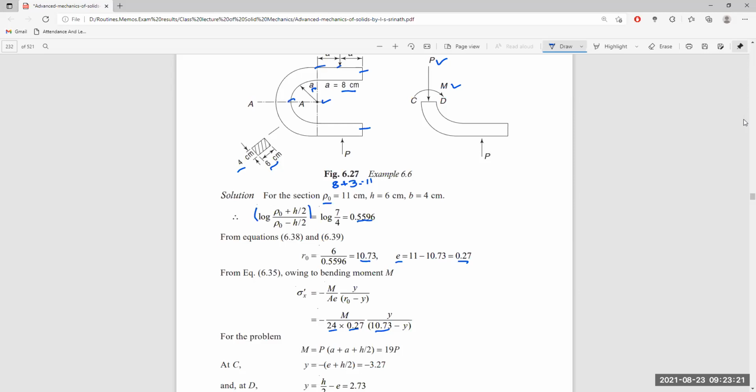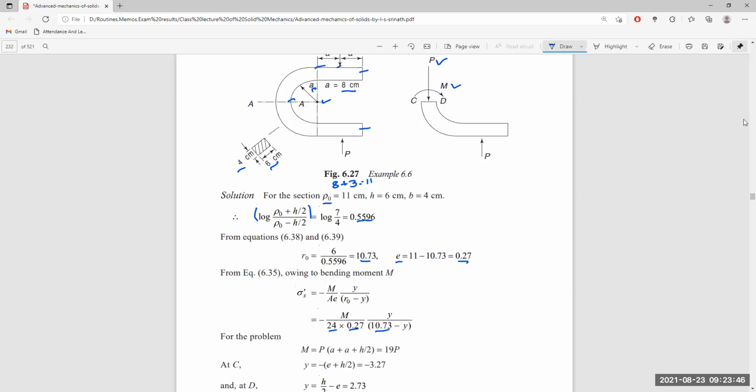So A is equal to A plus A, and CG, as this is a symmetric rectangular cross section, is given by H by 2, where H is given as 6. So it is 8 plus 6 by 2, which is 11, multiplied by the load itself. This is given as P.